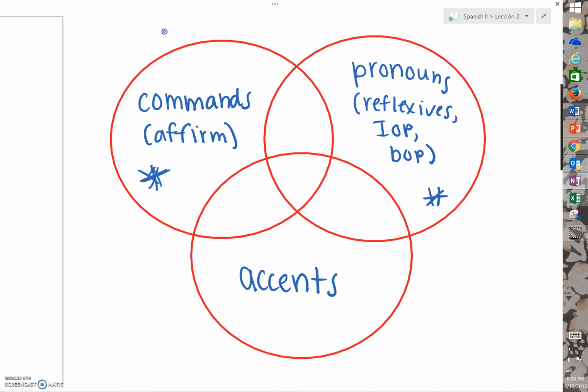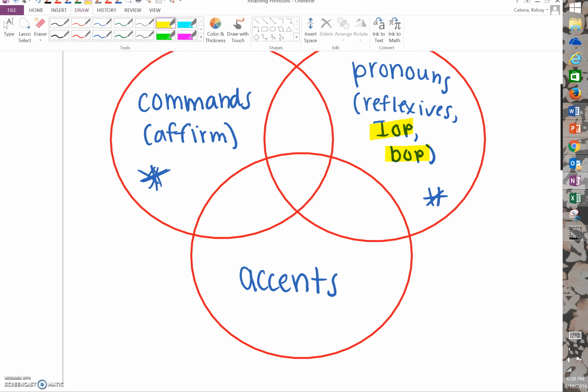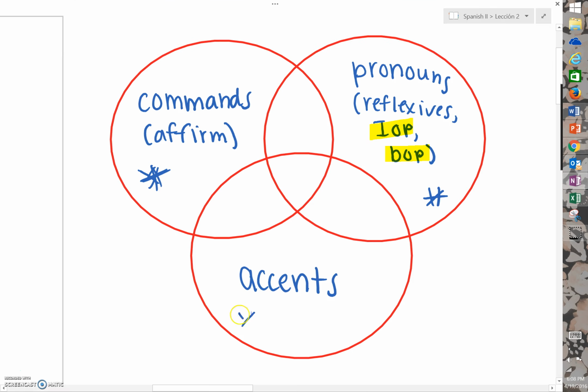Just a heads up, if you don't remember your indirect object pronouns and your direct object pronouns, I highly recommend that you go back through and find the double object pronoun notes from chapter 8 from first semester. They will really help you out this chapter. And we're also going to be talking about accent marks.